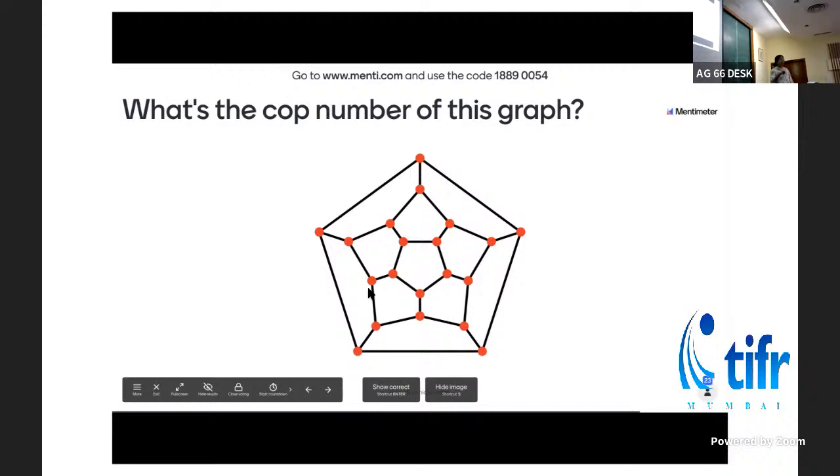Such a subset of vertices is called a dominating set. Some of you may have encountered this notion before. If you have a dominating set, what that means is that every vertex in the graph is either in the dominating set or it's outside it, but it has a neighbor in the dominating set. So dominating sets are great for cops because they just hang out in the dominating set and the robber cannot do anything, right?